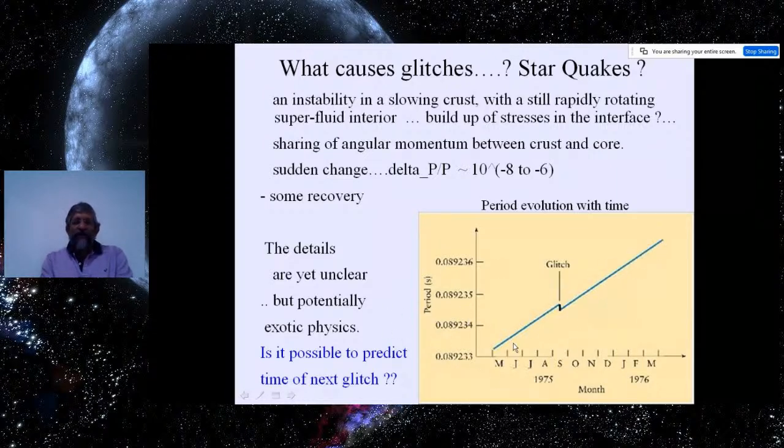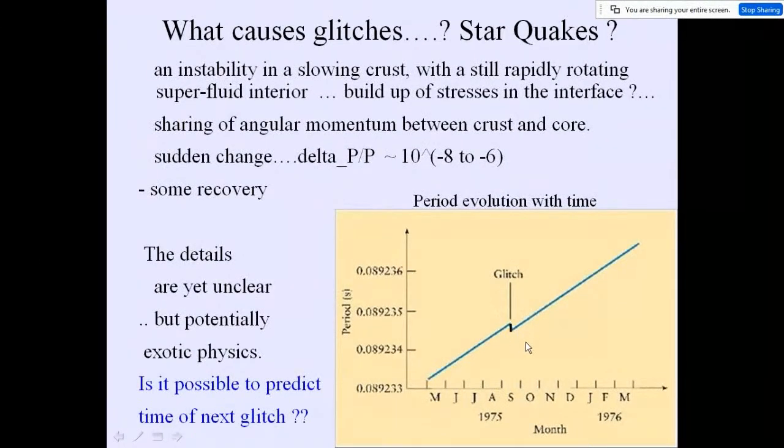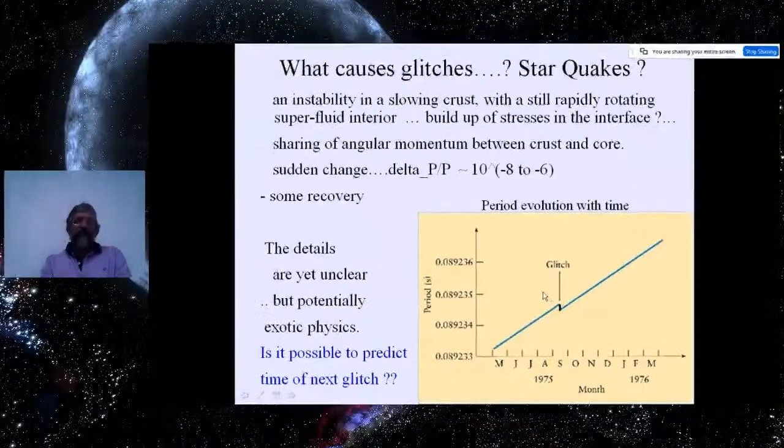But the reason for mentioning this is that this is our way of learning about the details of this glitch. The way things recover, the amount by which they recover, and the time scale over which they recover after this discontinuity tells us a lot about the interiors of neutron stars, which are otherwise difficult to probe.